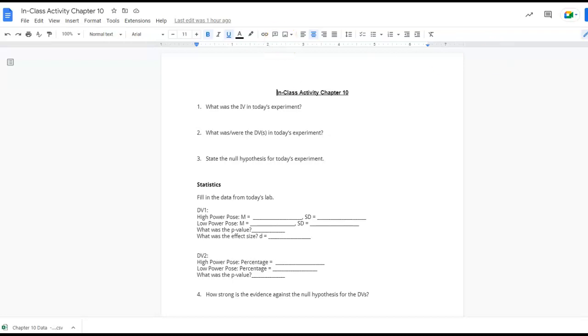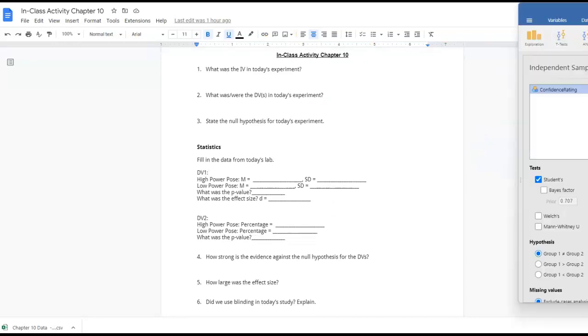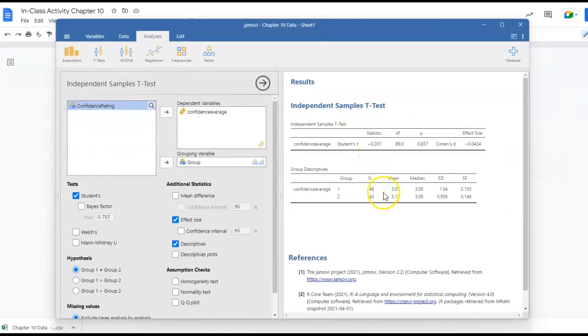So if we look at our results, I'm looking at a data file here. We're looking at the confidence ratings for our two groups. So 1 is our low power group and 2 is our high power group. Our low power group had a mean confidence rating of 3.07 and the high power group had a mean of 3.12. Then we did a t-test to compare these two means and found that the p is 0.837 with a d of negative 0.04.